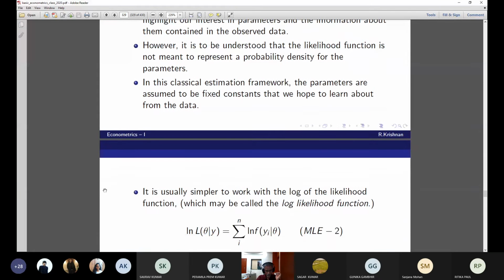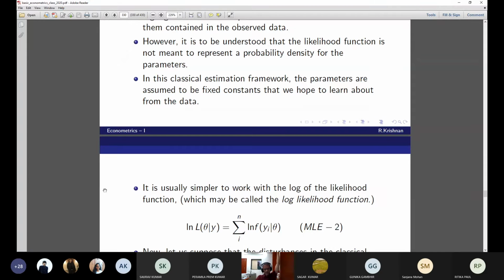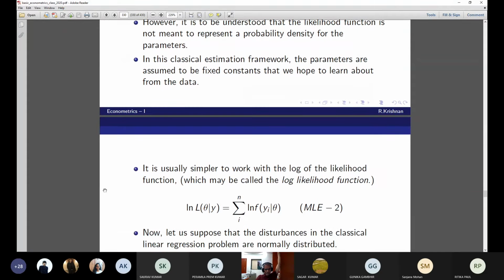It's usually simpler to work with the log of the likelihood function, which may be called the log likelihood function. So this is a notation I'll be using: log L of theta conditioned on y. Remember, f of theta will be reversed. Log f of y, theta.